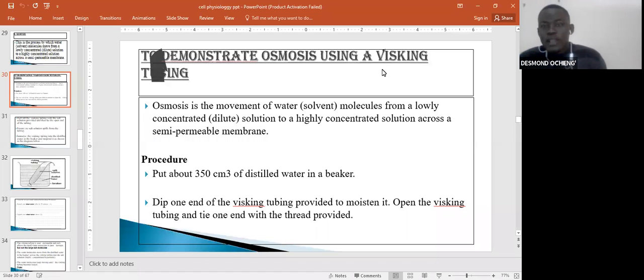Now, the next thing that I want us to look at, without wasting much time, because I think I've made it clear what we mean by a concentrated solution and a dilute solution. Now, I want us to highlight how to demonstrate osmosis using a visking tubing. A visking tubing is a new term to us, but I believe we all know what it is. In one of your practicals in Form 1, you did an experiment demonstrating osmosis using a visking tubing.